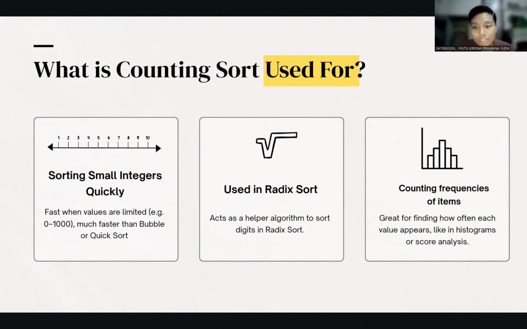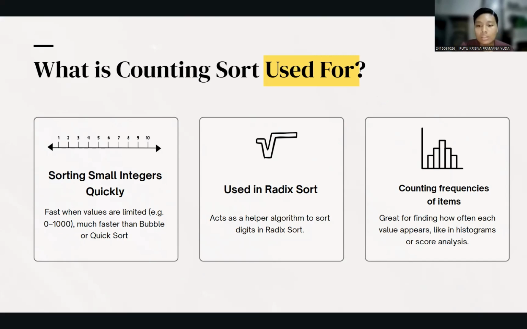The first is sorting small integers quickly. Counting sort is very efficient for sorting small integers within a limited range, such as 0 to 1000. Unlike comparison-based algorithms like bubble sort or quick sort, counting sort works faster in this situation because it counts the number of times its value appears rather than comparing elements directly.